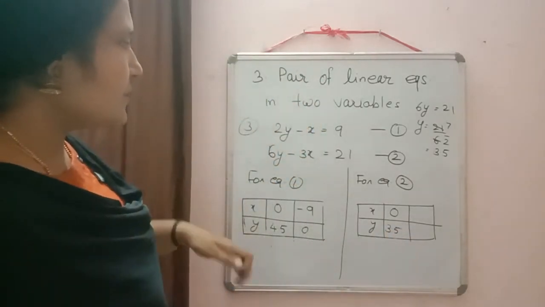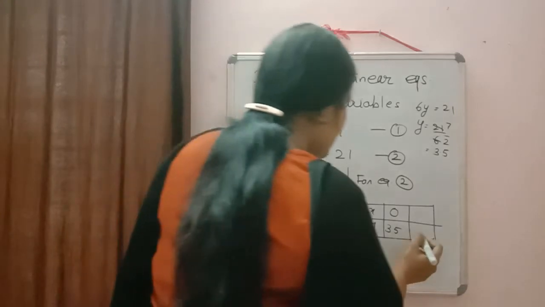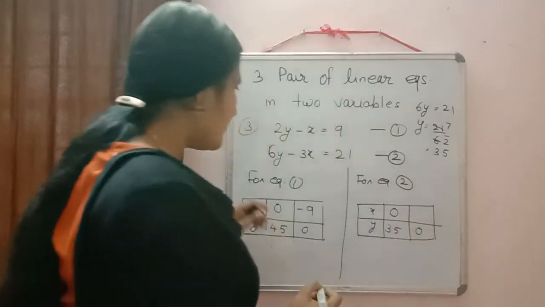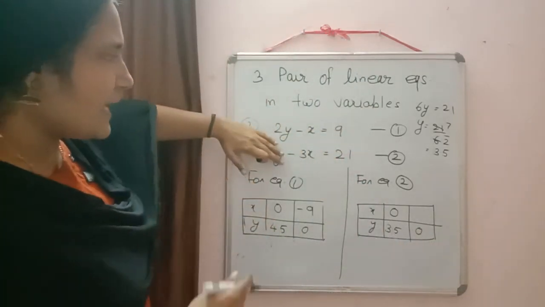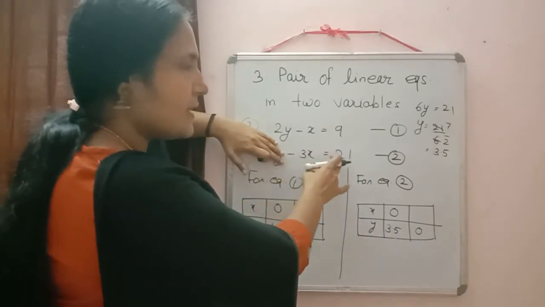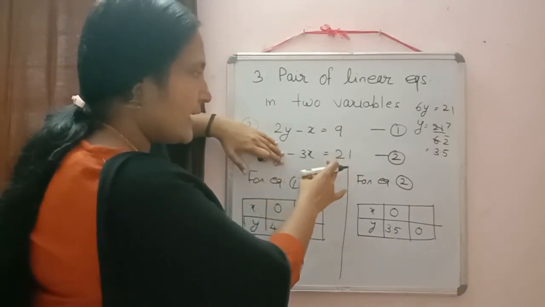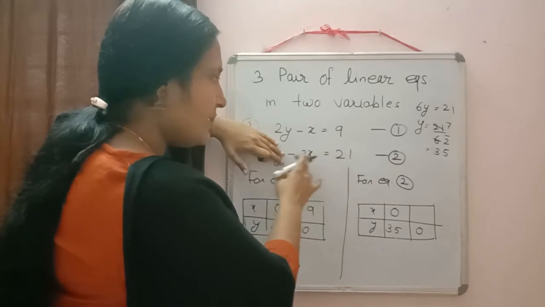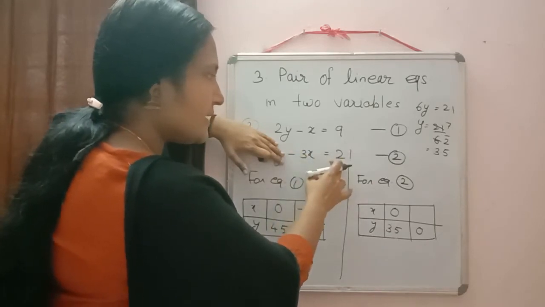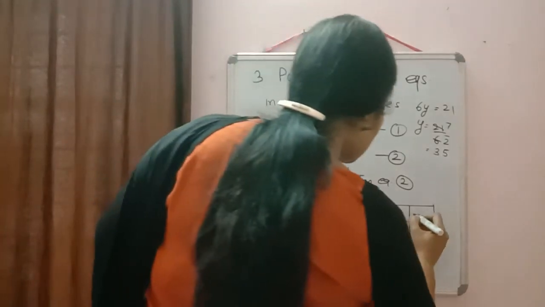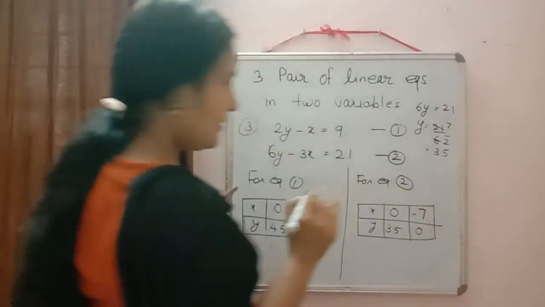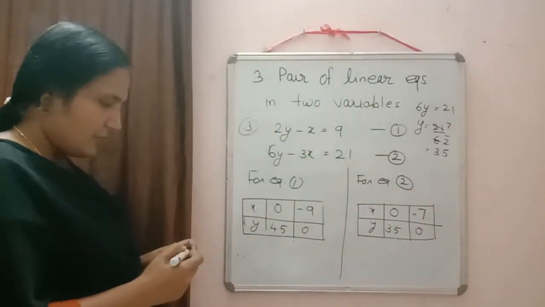And now substitute y is equal to 0. So if y is equal to 0, we will get minus 3x is equal to 21. Then x will come 21 divided by minus 3. So that will be equal to minus 7. Written? Okay. So all of you can check there.